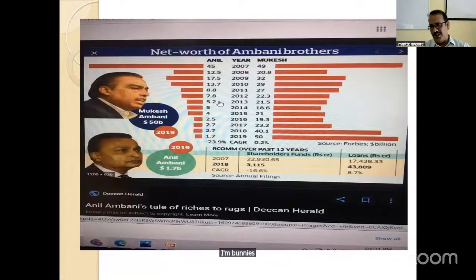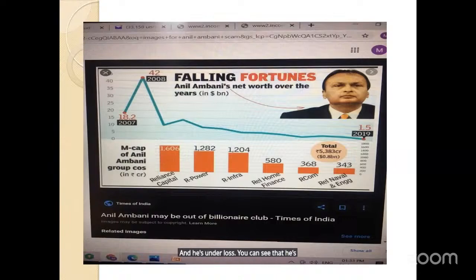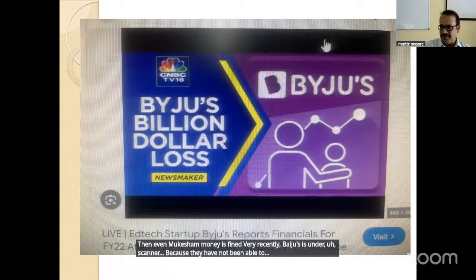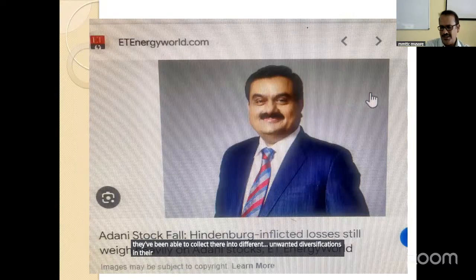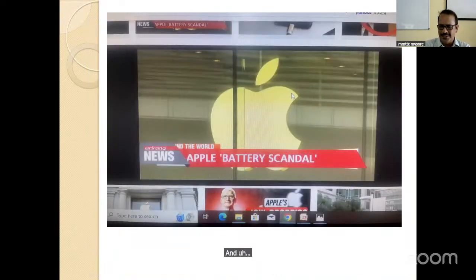The Ambanis: the elder Ambani is doing really well, but the younger Ambani is finding it very difficult to stitch together the different diversified businesses that he has, and he is under loss. You can see his falling fortunes. Then even Mukesh Ambani is fined. Very recently, Byju's is under scanner because they have not been able to utilize the amount they collected. They are into different unwanted diversifications in their investments. And a big issue with the Hindenburg report on Adani's businesses. There were certain ethical questions that were raised, and this is a never-ending story.